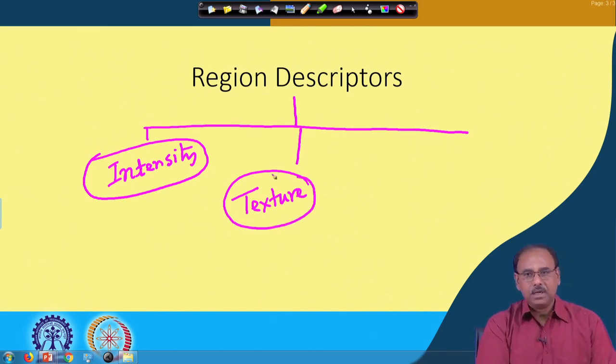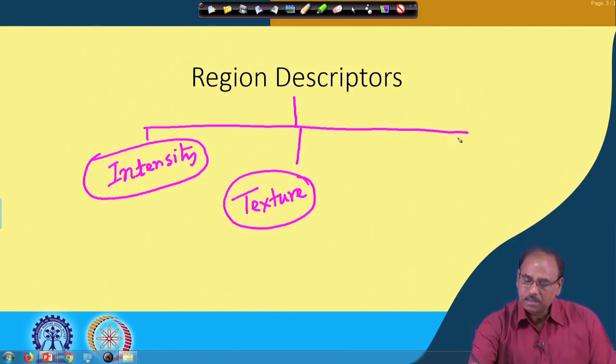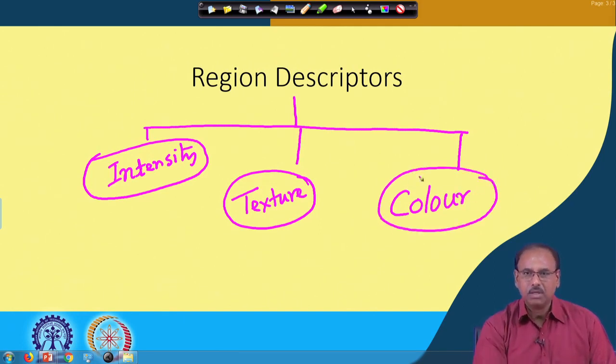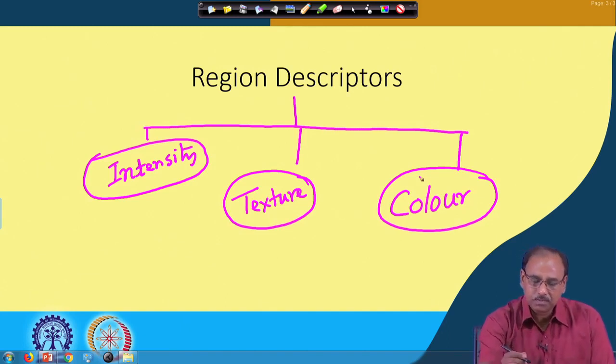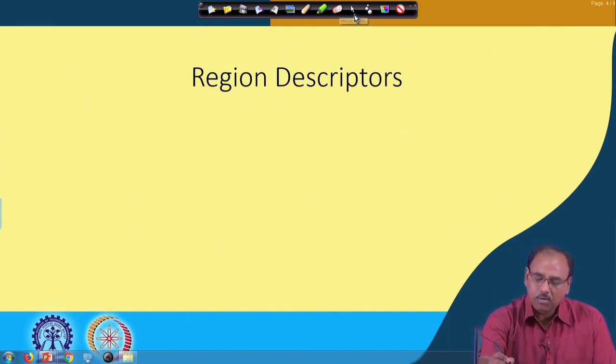Texture information is also important to distinguish between two different figures or among different figures. Similarly, the third kind of information that we are interested in is the color of the particular object or region. So, in region descriptor extraction, we are mainly concerned about these three quantities: the intensity, the color and the texture. We will talk about the different ways in which we can obtain these three types of information, and I will go through them one by one.